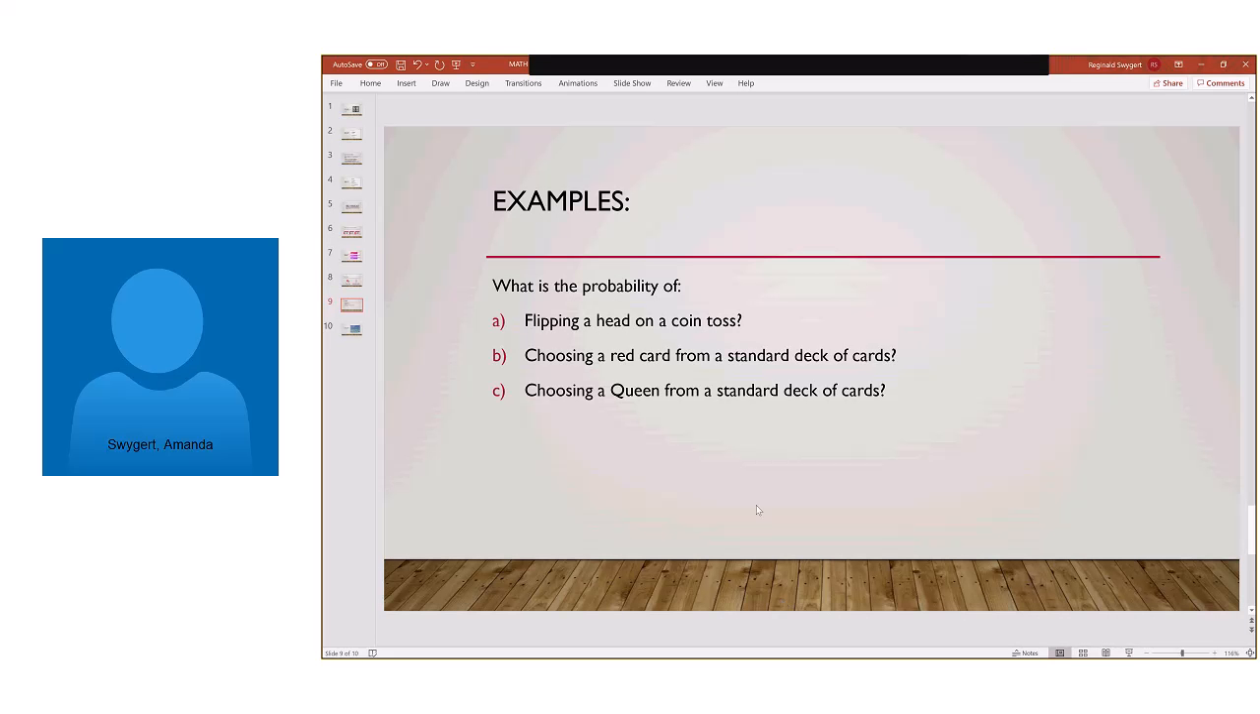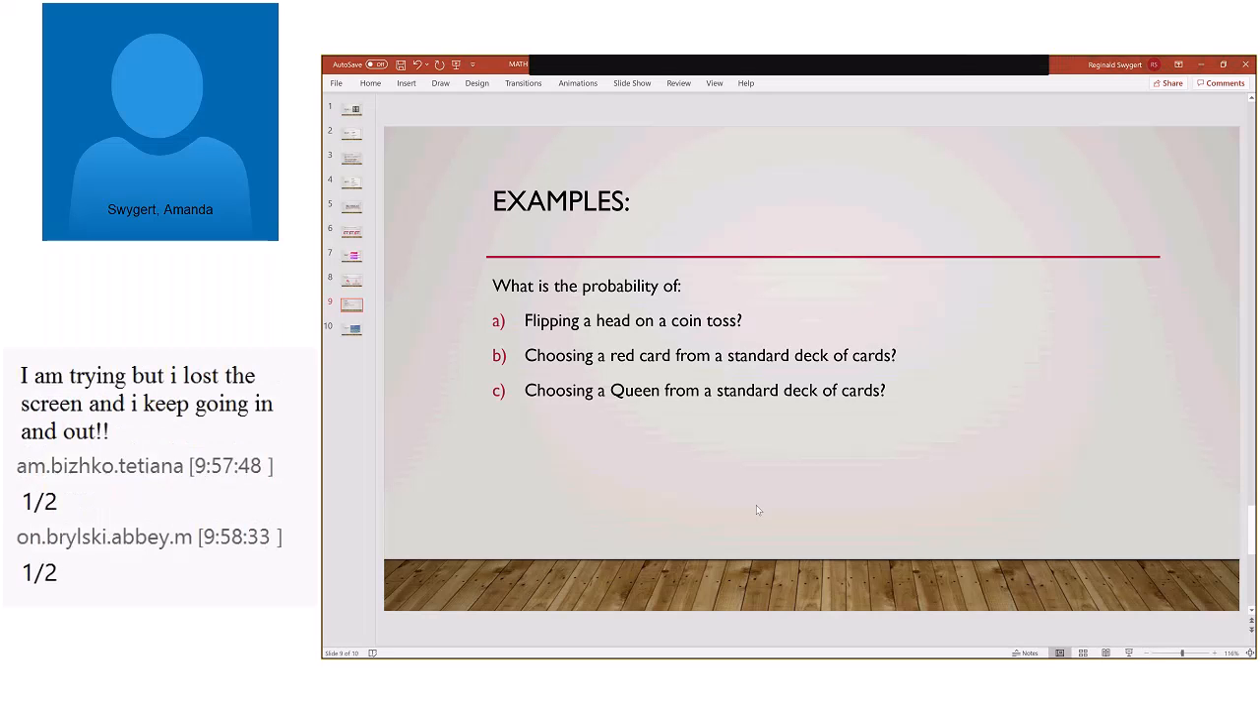All right, so let's see. Abby, you lost the screen. Each time I have to switch to the conversation, sorry, it kind of pops back. I can keep this up for another second, but Tatiana, you answered 1/2 for part A. That is correct. I'm going to pull the PowerPoint back up again. So flipping a head on a coin toss, remember that is 2 sides, the head is 1 side, so your probability would be 1 out of 2.